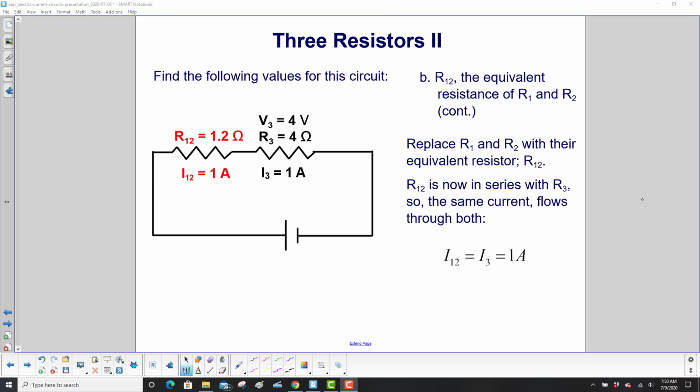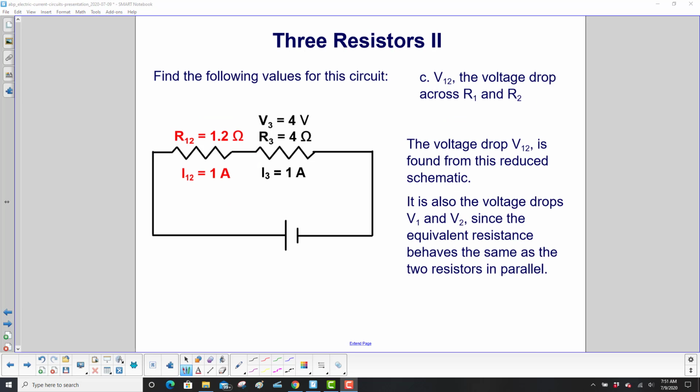Next, we redraw our schematic and show the equivalent resistance of 1.2 ohms and the current going through it, which is 1 amp. Now we need the voltage drop across R1 and R2. It's going to be the exact same as the voltage drop across its equivalent resistance. That's the advantage of an equivalent resistance. It will act just the same as the two real resistors.